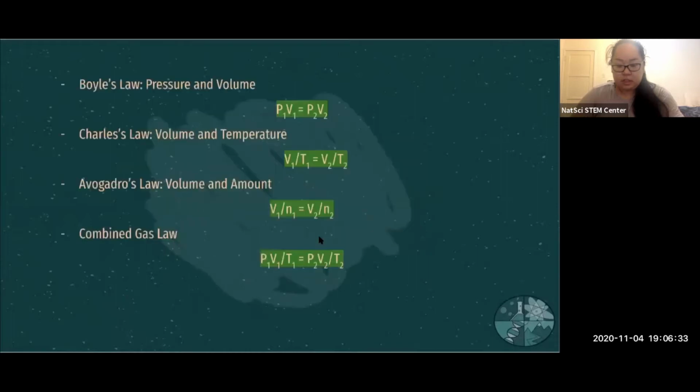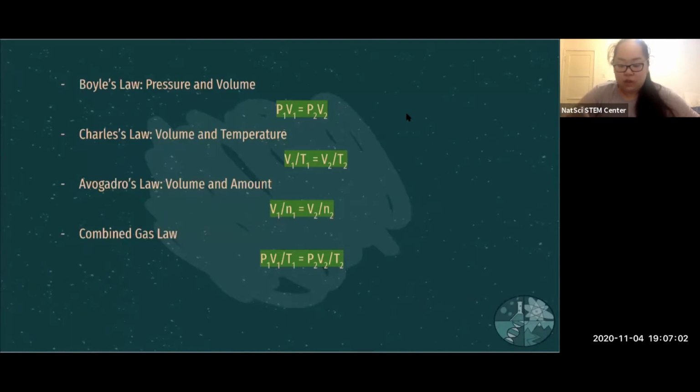So first is introduction, and this is Boyle's law. Boyle's law involves pressure and volume. So you'll see initial pressure and initial volume is equivalent to final pressure and final volume, or in this case, 1 and 2.